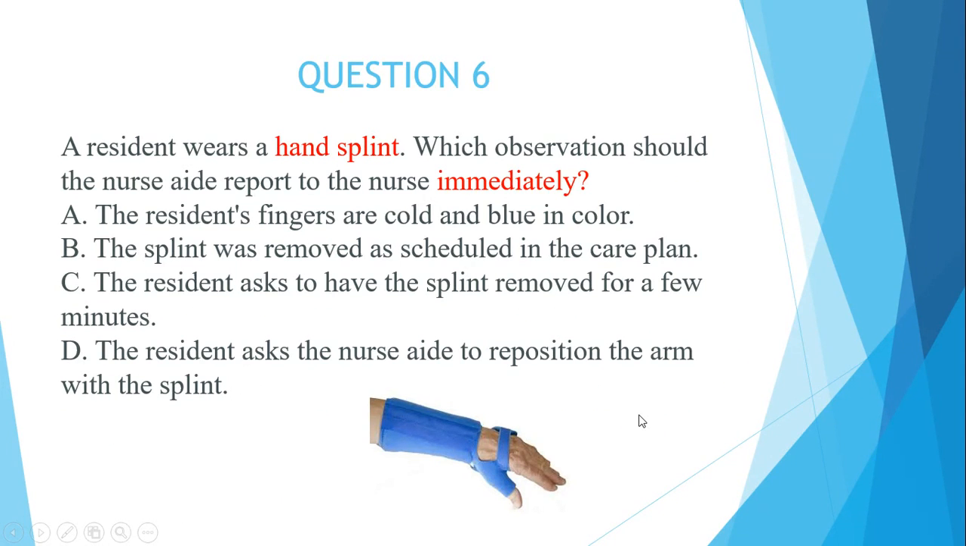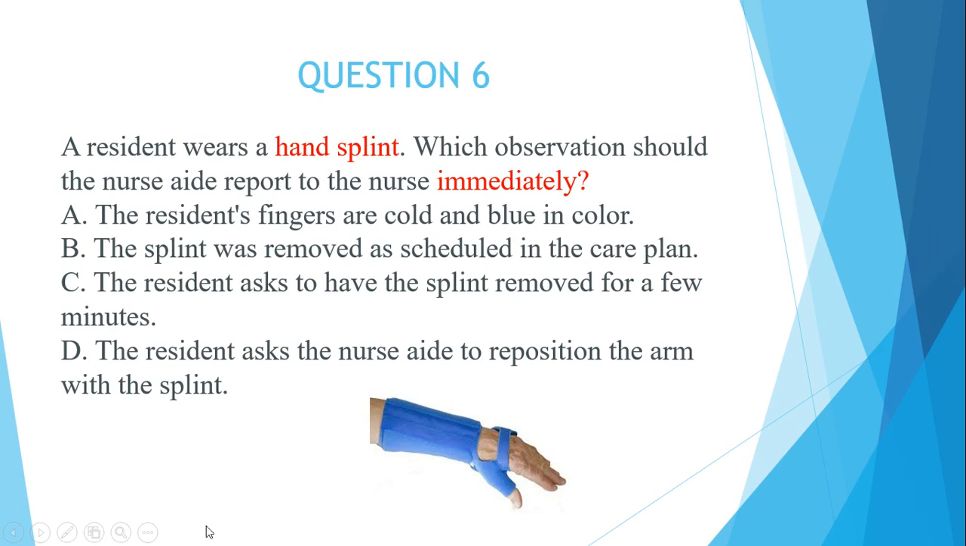A resident wears a hand splint. Which observation should the nurse aide report to the nurse immediately? Again, immediately. Most of these options, you might report them to the nurse. There are things that you have to report immediately, and there are things you might wait to report. Maybe you are busy, you say, okay, let me finish before I report to the nurse. But there are things you cannot wait.